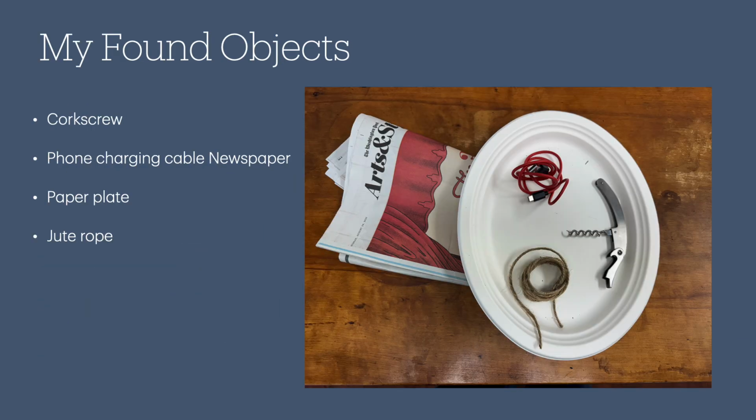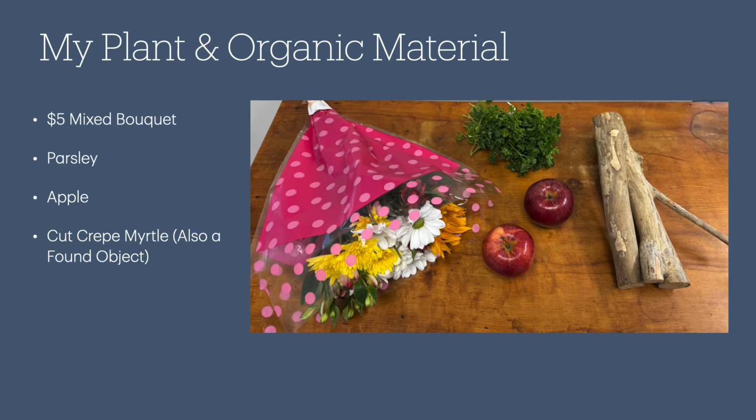So we're going to talk now a little bit about my design, which is inspired by fall pastimes and a pseudo tailgate party. I started with these found objects: a corkscrew, a phone charging cable, a newspaper, a paper plate, and jute rope. My plant and organic material were a $5 mixed bouquet from the grocery store, parsley, apples, and a piece of cut crepe myrtle branch, which technically is also a found object. Now we're going to move on to how this all came together for me.